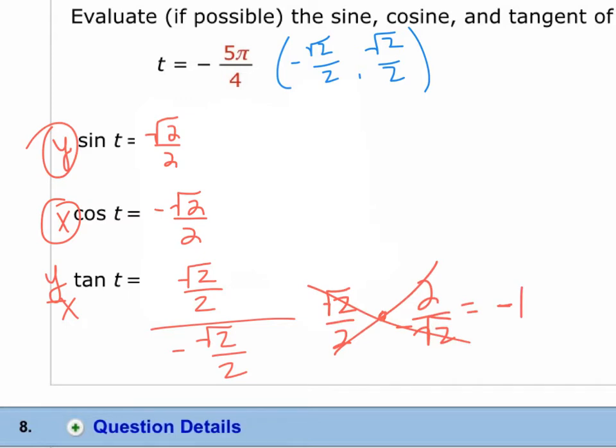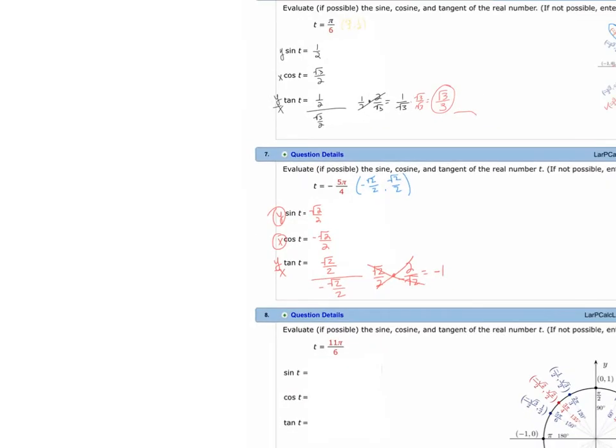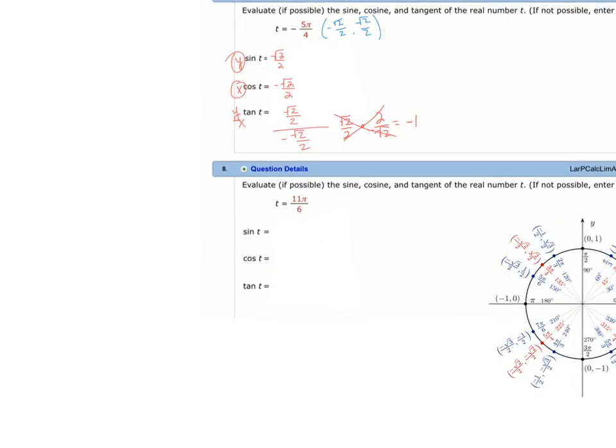You guys are going to have to be really careful with signs. Yes? So you could just write equals negative 1. Yep. But just make sure that that's the right answer. All right, we'll do one more of these, and then we'll get to the ones that are going to be on your quiz, and then we're done.